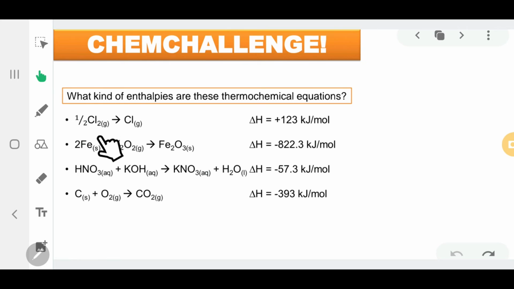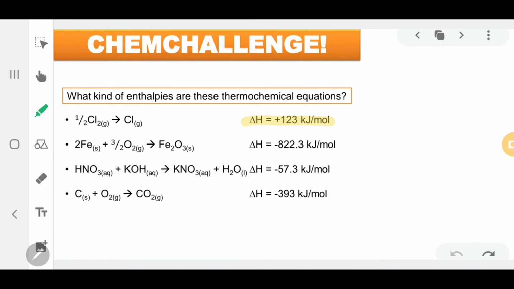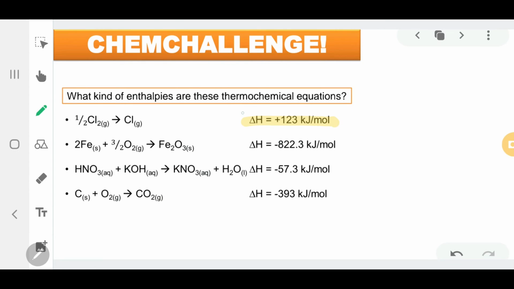So the one there on top, number 1. Which enthalpy is this? Is it formation, combustion, atomization, or neutralization? When you look at the process over here, you have heat absorbed. So that is the heat being absorbed, so this is endothermic.